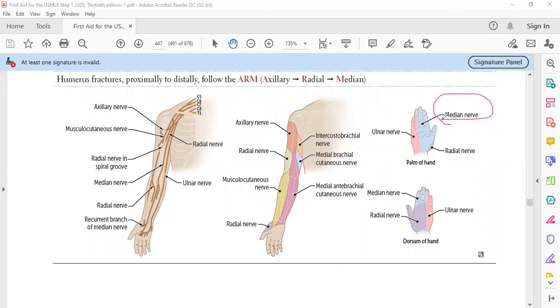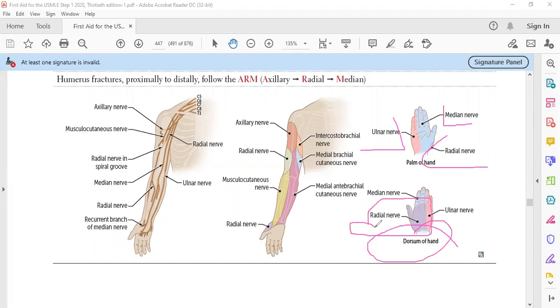Then in the hand you have the median nerve medially and the radial nerve a little bit. No, the median nerve is not medial. Sorry. The median nerve is lateral. The ulnar nerve is medial. And the radial nerve is also lateral. On the dorsum of the hand, the major portion is covered by the radial nerve, a little bit by the ulnar nerve, and a very, very little by the median nerve. Okay. Now moving on.